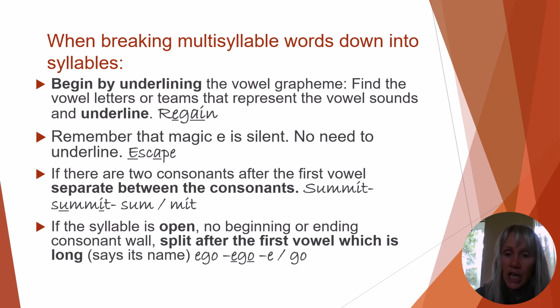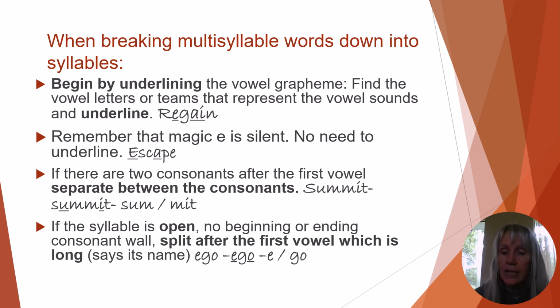So we have ego. Ego. Your ego is very big. You are very vain. Ego. We can break that down by underlining, first of all, the vowel grapheme E, that's one, and the vowel grapheme O, that's two. We know we have two vowel sounds, therefore two syllables that we need to divide. Where do we divide? Ego. E is saying its own name. It is a long vowel. So I can separate after the E and we can have e-go.